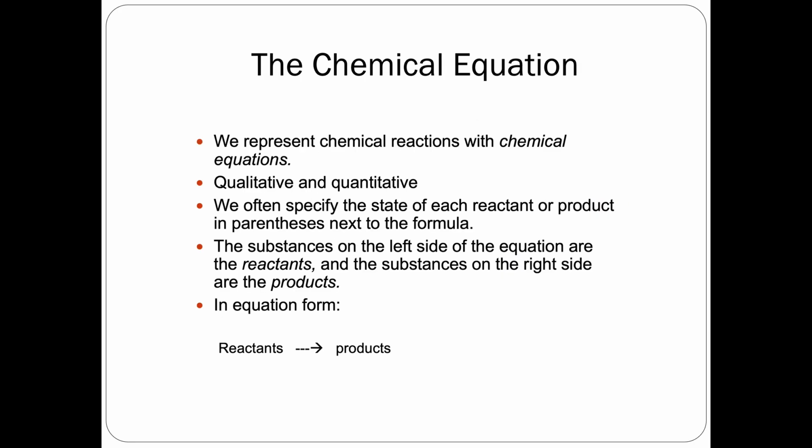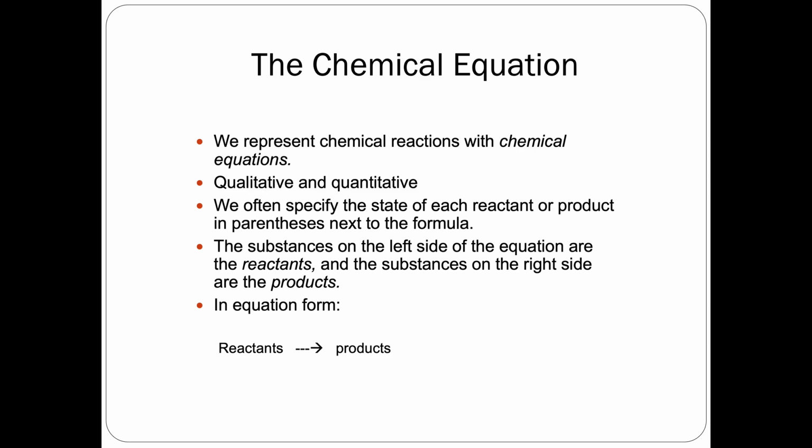All right. So we represent chemical reactions with chemical equations. There's both qualitative and quantitative. The qualitative is the what. The quantitative is the how much. We're not really going to focus on the quantitative in this class. And we sometimes put the state of a reactant in parentheses next to the formula, and I'll show you that, but that's not required for this class either, but it's kind of fun to try.